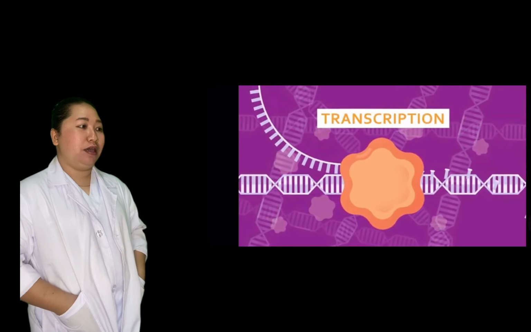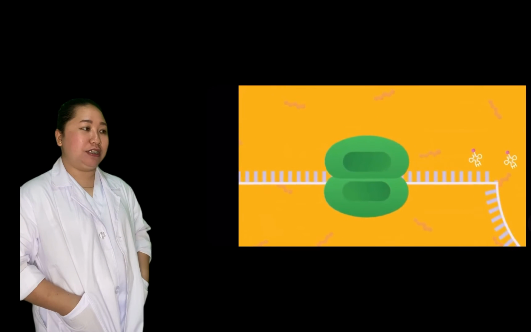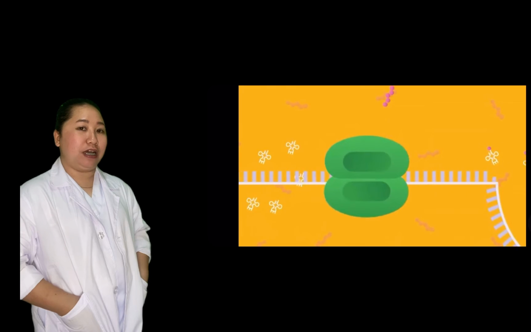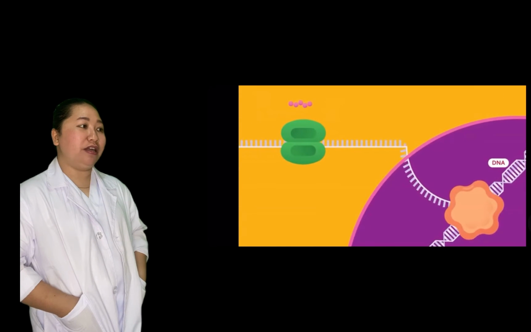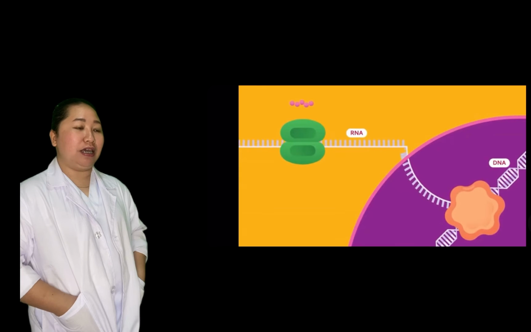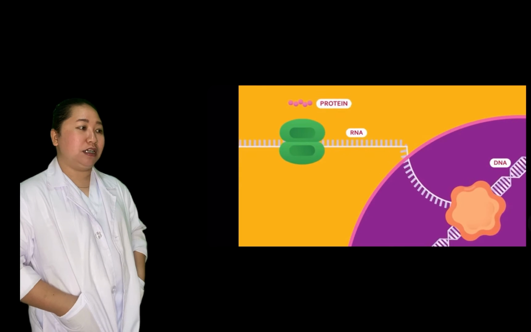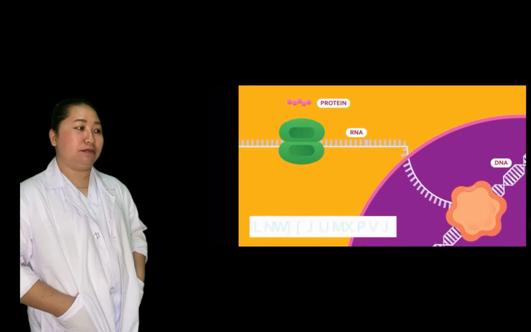DNA has a recipe for synthesizing proteins. DNA synthesizes RNA, or ribonucleic acid, by a process called transcription. This is further translated into proteins by a process termed translation. The explanation of DNA conversion into RNA and finally RNA into proteins is called the central dogma.